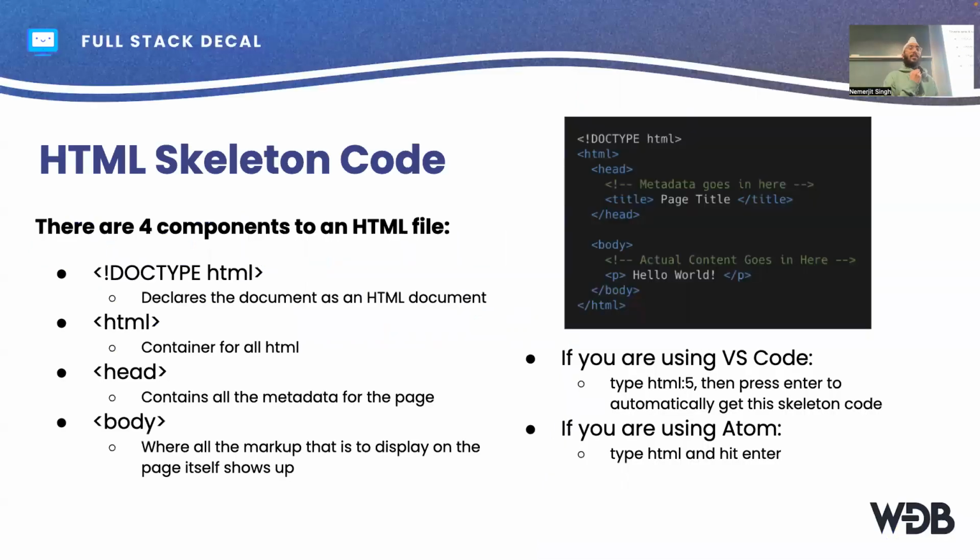So just to go over a little bit of skeleton code, this is the basic stuff you need in every HTML file, regardless of what you're doing. The first is this doctype HTML component. This basically tells the browser that this is an HTML document and to render everything out like an HTML page. So you definitely need this component at the top of every HTML document. So make sure you note that down. The next thing is the HTML tag. The HTML tag will contain all of your HTML. So this is going to encompass all the HTML you'll write when you're building out your websites.